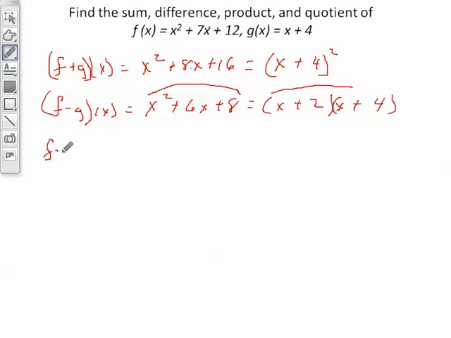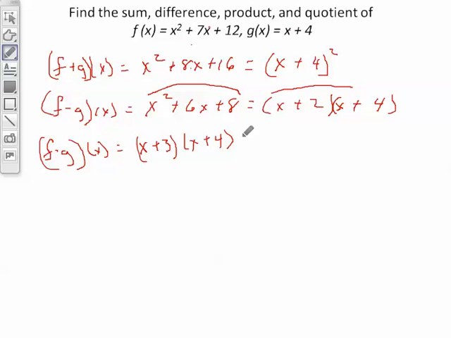So f times g of x is equal to, well, I'm going to be multiplying them together. So the first thing I'm going to do is I'm going to make certain I factor this first one, and that's 3 times 4. Okay? So that's going to be x plus 3, x plus 4.